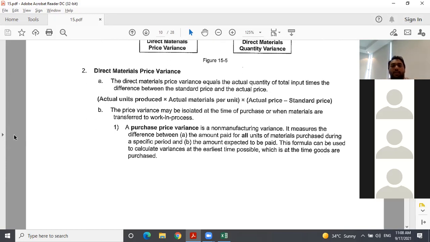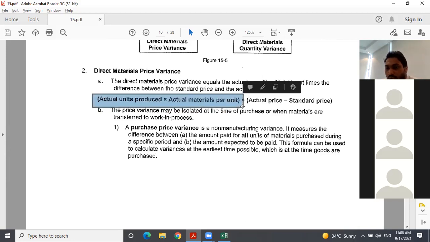So direct material price variance, how you are calculating it. The direct material price variance equals the actual quantity of total input times the difference between the standard price and the actual price. So here what we'll do, actual unit produced into actual material per unit. So you will get what? Actual quantity, right?